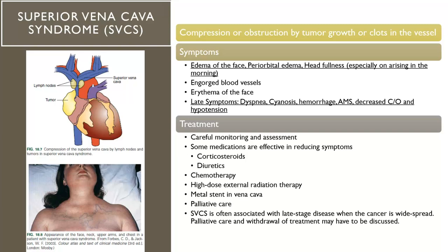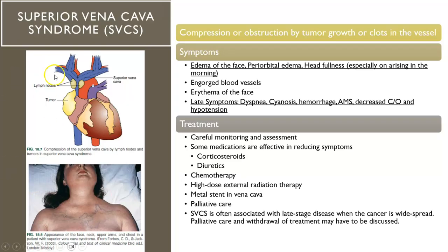Your superior vena cava syndrome. This is compression or obstruction by tumor growth or clots in the vessel. Our symptoms: edema of the face, periorbital edema, head fullness, especially when arising in the morning, engorged blood vessels, erythema of the face. And then your late symptoms, as it continues to swell, if we look at the picture here: shortness of breath, cyanosis, risk for hemorrhage, altered mental status. You're no longer getting good blood flow to the heart, so it's going to be decreased cardiac output and hypotension.